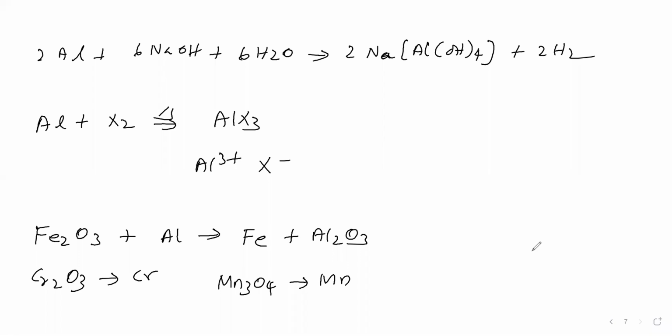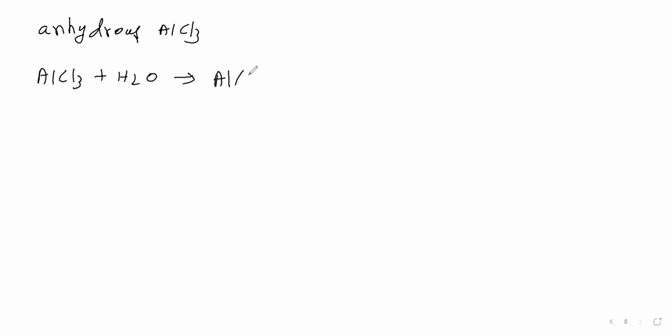Next, we'll see anhydrous aluminum chloride. It undergoes hydrolysis in the presence of moist air. When it is exposed to moist air, it undergoes hydrolysis. How does that hydrolysis happen? AlCl3 with water: the aluminum ion takes OH minus ion and becomes aluminum hydroxide, and H plus and Cl minus become HCl.